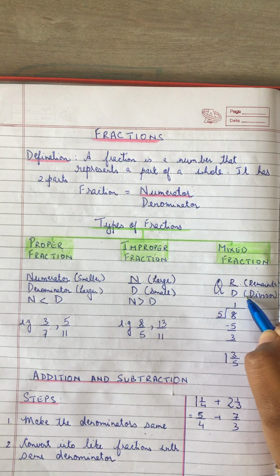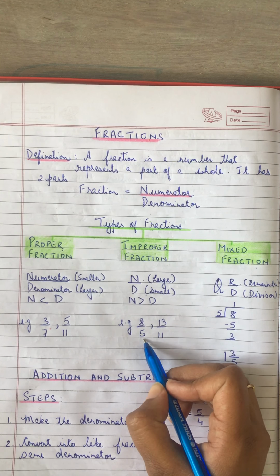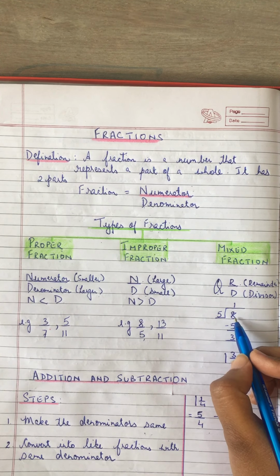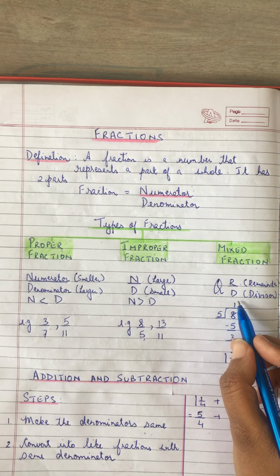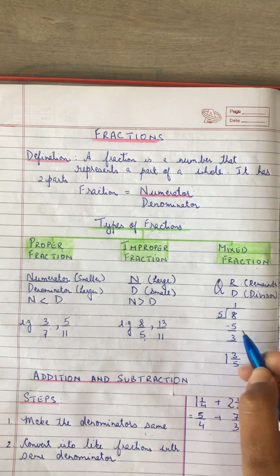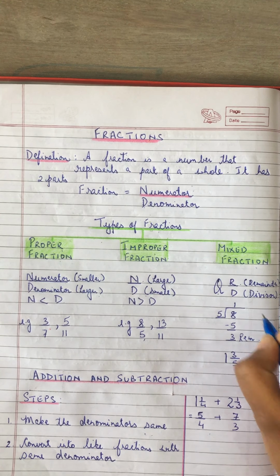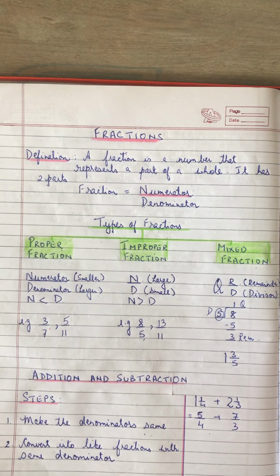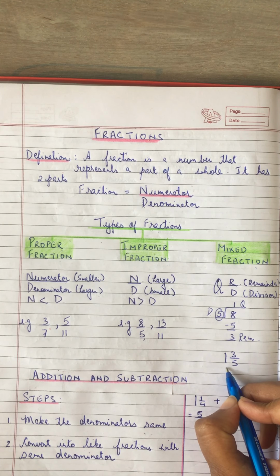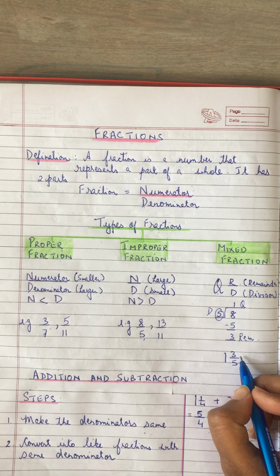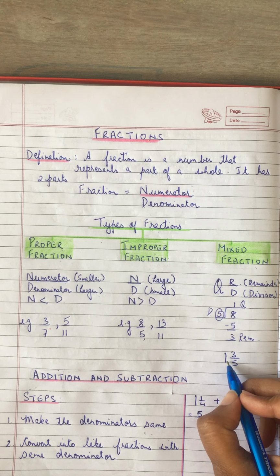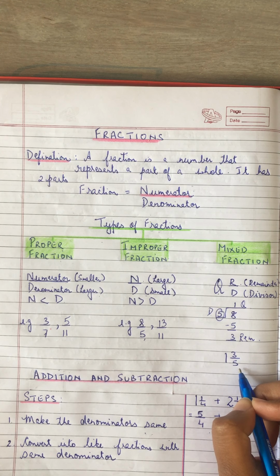Now I've taken an example here. I have expressed 8 upon 5 as a mixed fraction. Remember, only improper fractions can be written as a mixed fraction. So when I divide 8 by 5, 5 ones are 5. On subtraction, 3 is the remainder, 1 is the quotient, and this 5 is the divisor. So I will write it as Q1, R3, and D5. So one whole number, 3 upon 5.